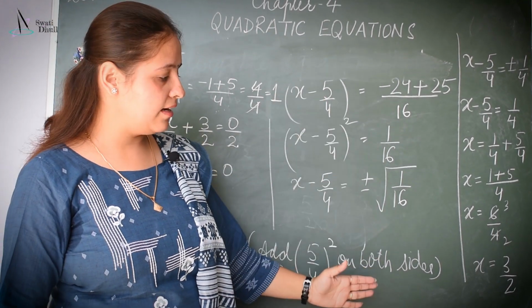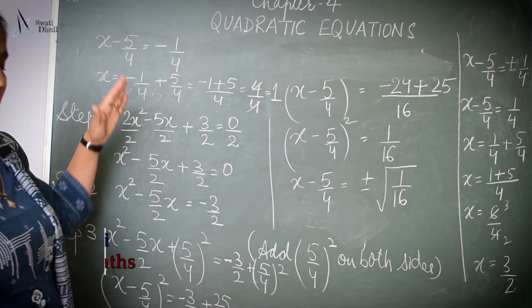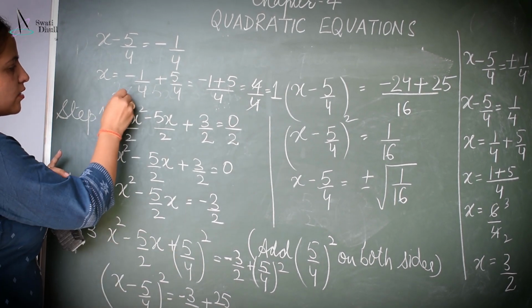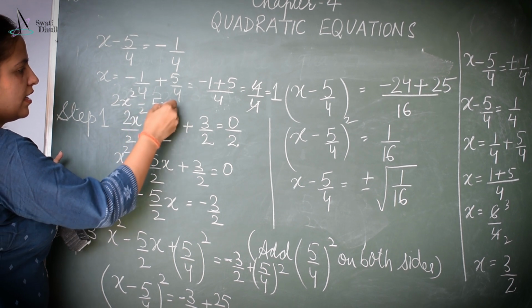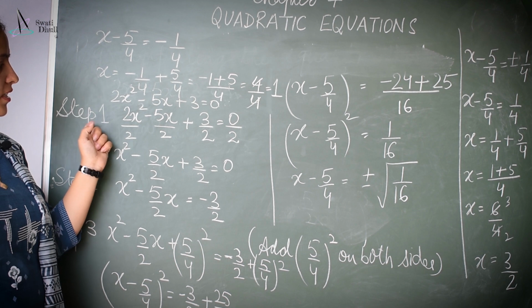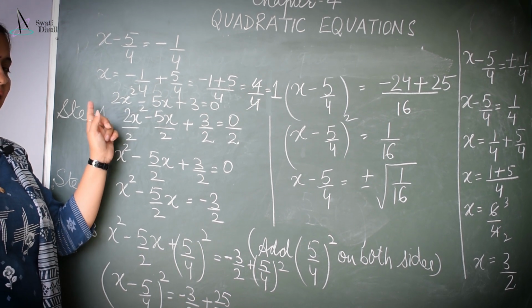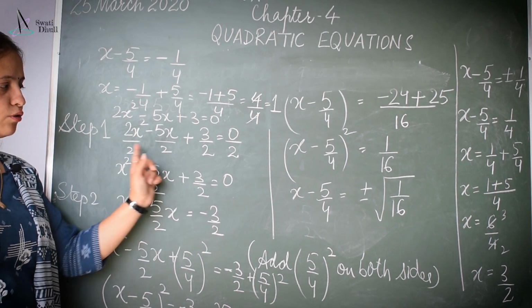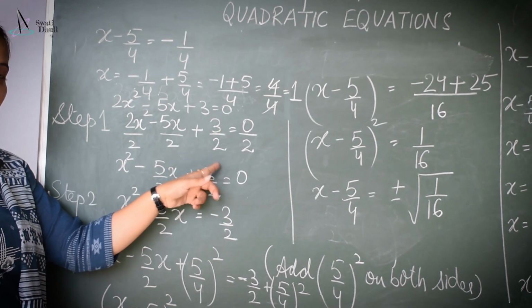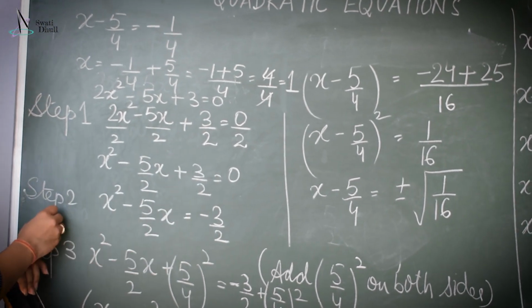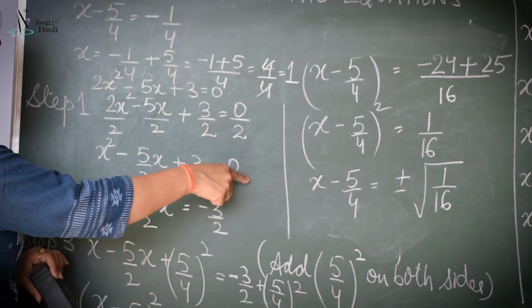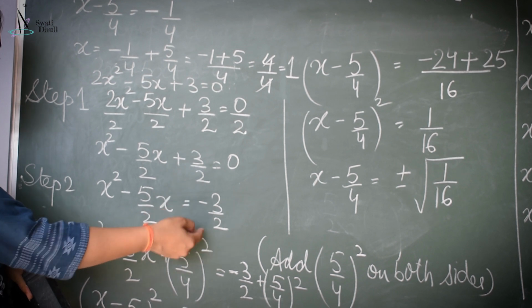I'll give you a review of this method again. First step, if the equation is 2x square minus 5x plus 3 is equal to 0, the first step is to make the coefficient of x square as 1. You need to divide this equation by 2 because 2 is here. Then the second step is to take the value of c to the right side, transpose it, so it will become minus 3 by 2.